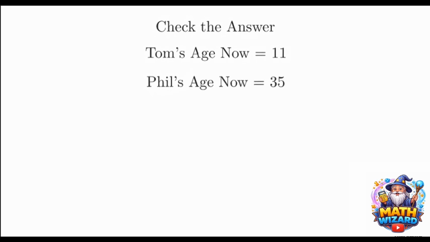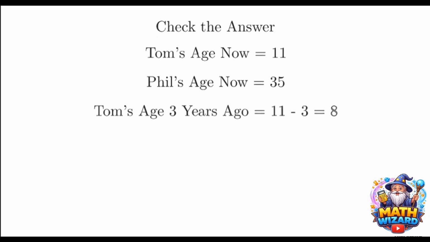Now let's look at the ages 3 years ago and see if the condition holds. If Tom is 11 now, how old was he 3 years ago? 11 minus 3 is 8. Tom was 8 years old 3 years ago. We know Phil's age 3 years ago was 32. Phil's age 3 years ago was 32.